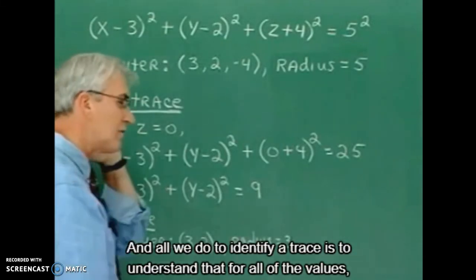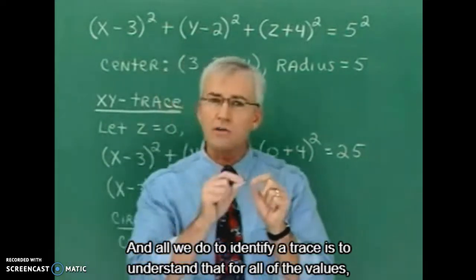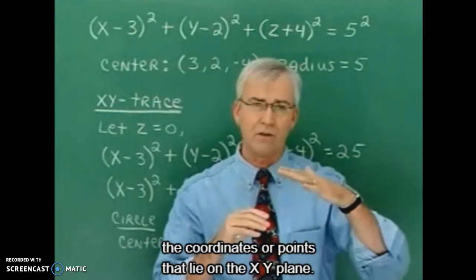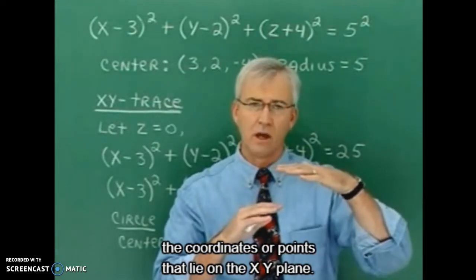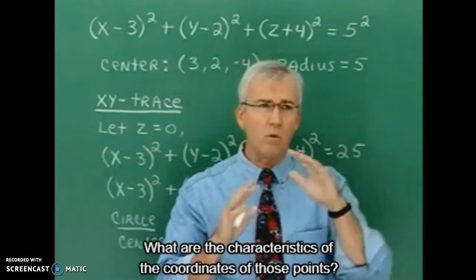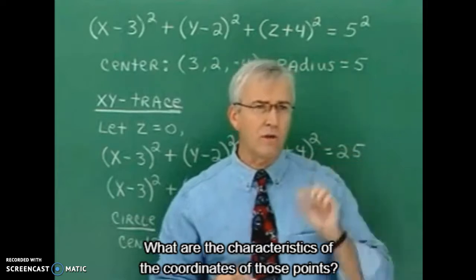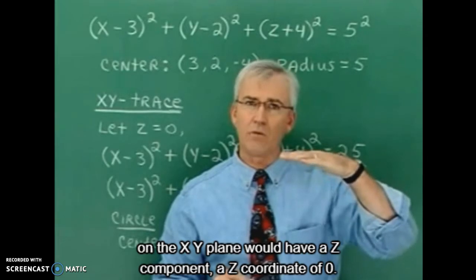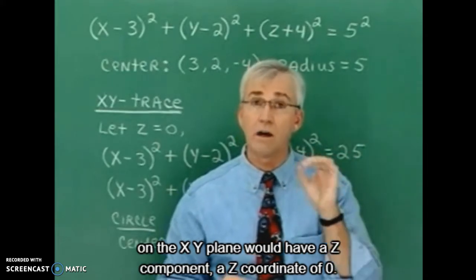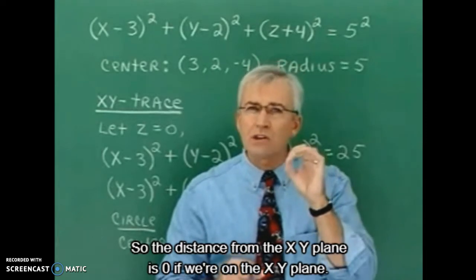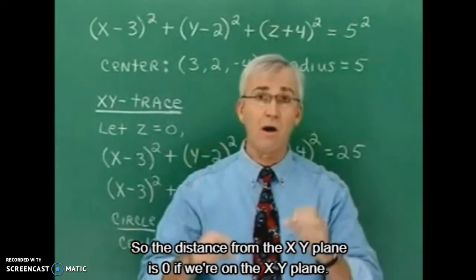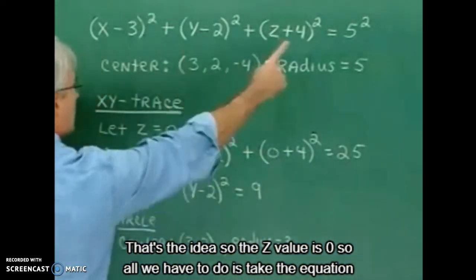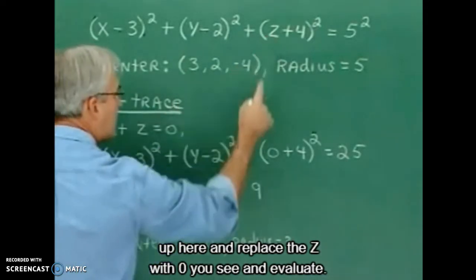And all we do to identify a trace is to understand that for all of the coordinates of points that lie on the XY plane, what are the characteristics of the coordinates of those points? Well, every one of those points that lies on the XY plane would have a Z coordinate of 0. So the distance from the XY plane is 0 if we're on the XY plane. That's the idea. So the Z value is 0. So all we have to do is take the equation up here and replace the Z with 0, you see, and evaluate.